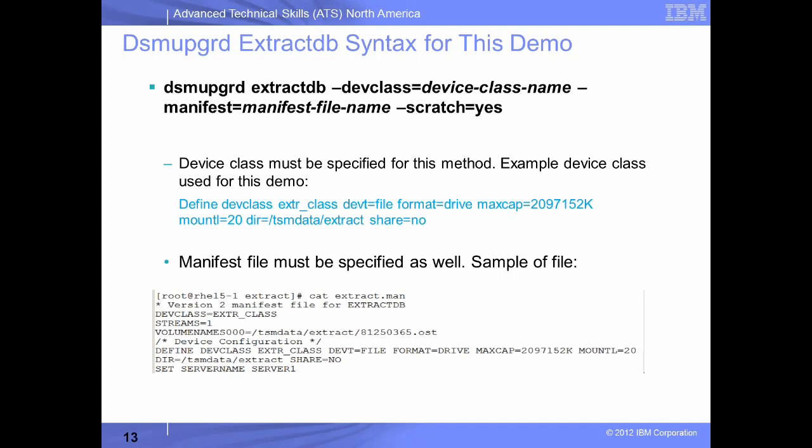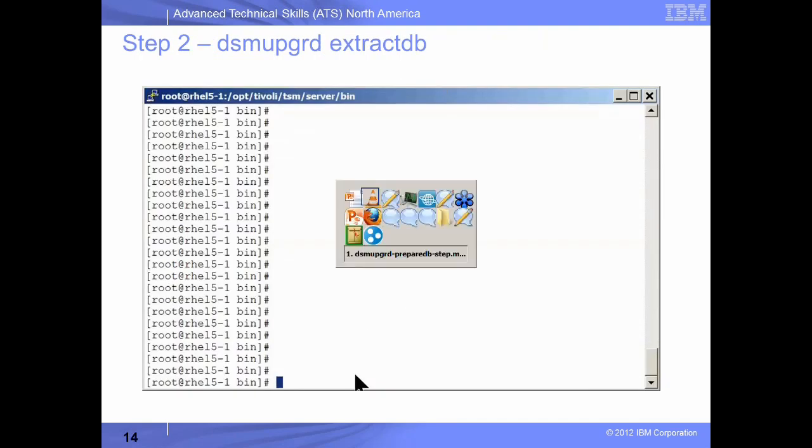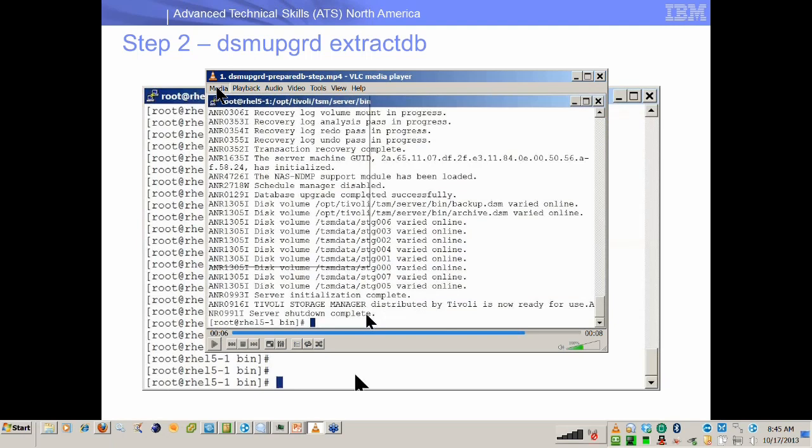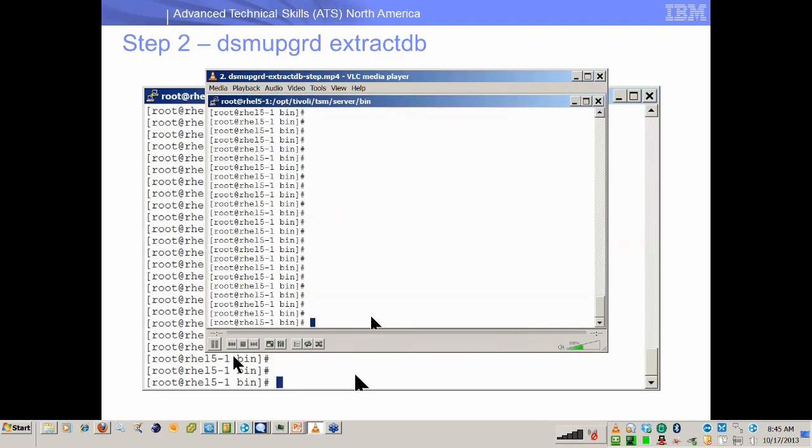And again, when we finished this part of the demo, when we finished the extract, we had the manifest file and these OST files that were created, and we had to get those over to our version 6 system. So we had to FTP them over to the system. Okay, so that's the extract syntax. Now we're going to actually go in and we're going to show you what the extract part of this looks like. And again, this is very fast.